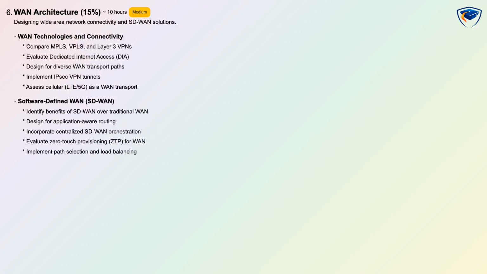WAN architecture is 15% and medium difficulty with about 10 hours of study time recommended. You will compare WAN transport options such as MPLS, VPLS, and Layer 3 VPNs, evaluate dedicated Internet access and diverse transport paths, and design IPsec tunnels where required. The SD-WAN section explains benefits over traditional WAN, application-aware routing, centralized orchestration, zero-touch provisioning, and path selection for load balancing.